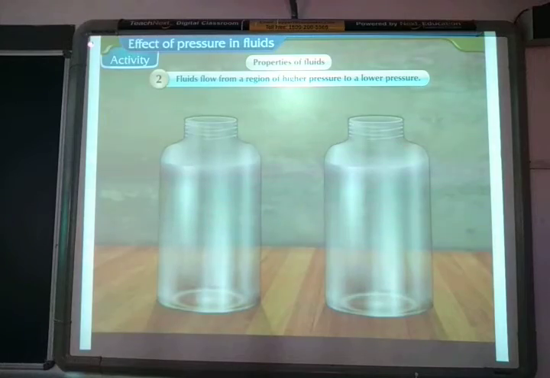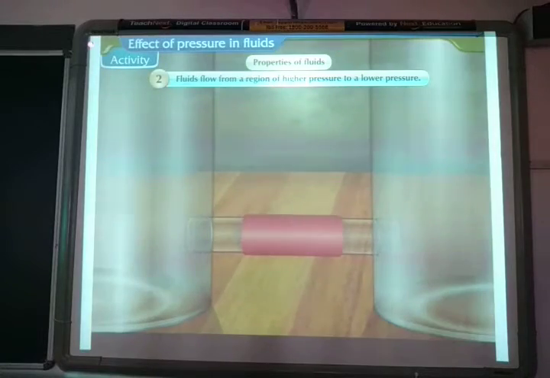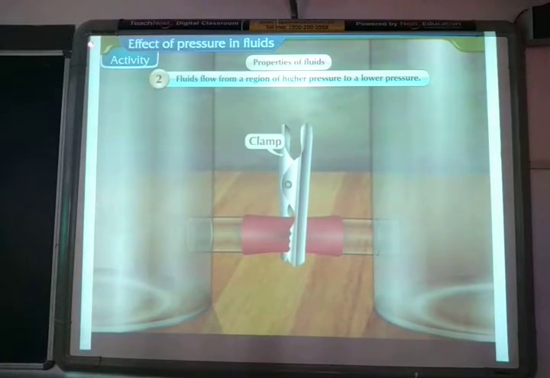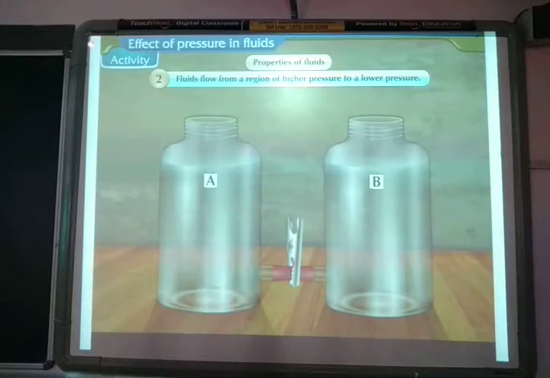Take two plastic bottles marked A and B, such that they are joined near the base by means of a rubber tube, which can be closed with a clamp. Keeping the tube closed with a clamp, fill bottle A completely with water and bottle B just a little above the rubber tube. Note the level of water in the two bottles.